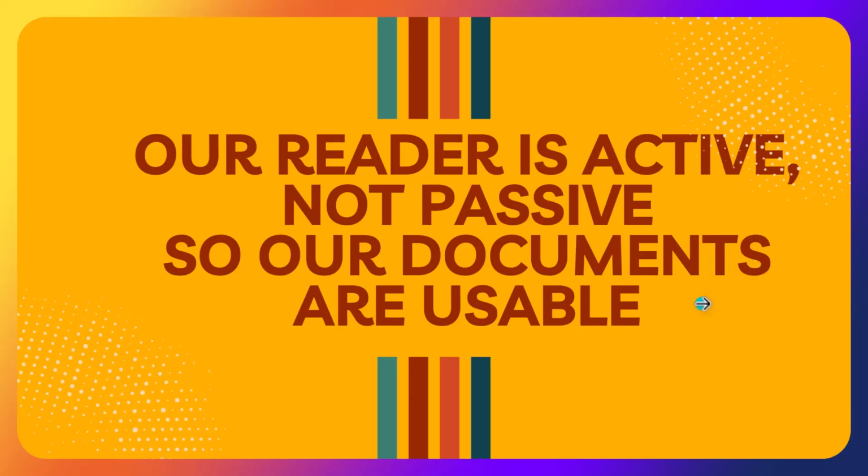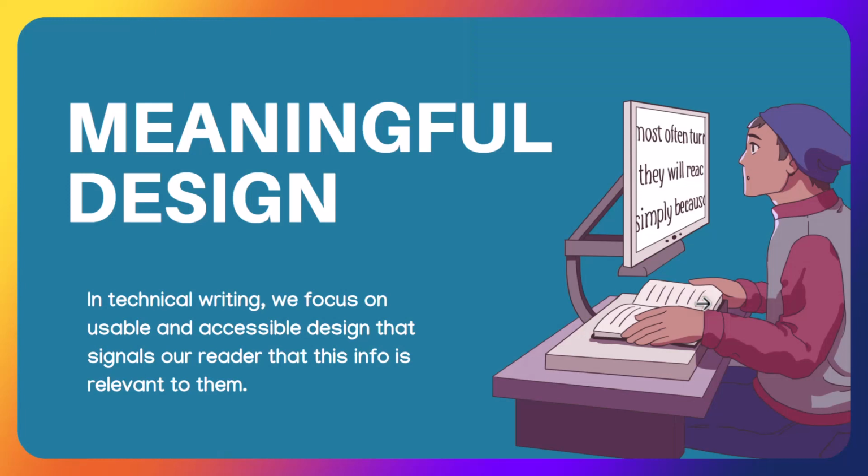Okay, so again, our reader is active and not passive. And this is one of the biggest differences in technical and professional writing. We don't have a leisurely reader. We have someone who's actively seeking out information and trying to do something, and they're reading in a different way. And so we have to design our documents in a different way. Okay, so here are the features of a technical document.